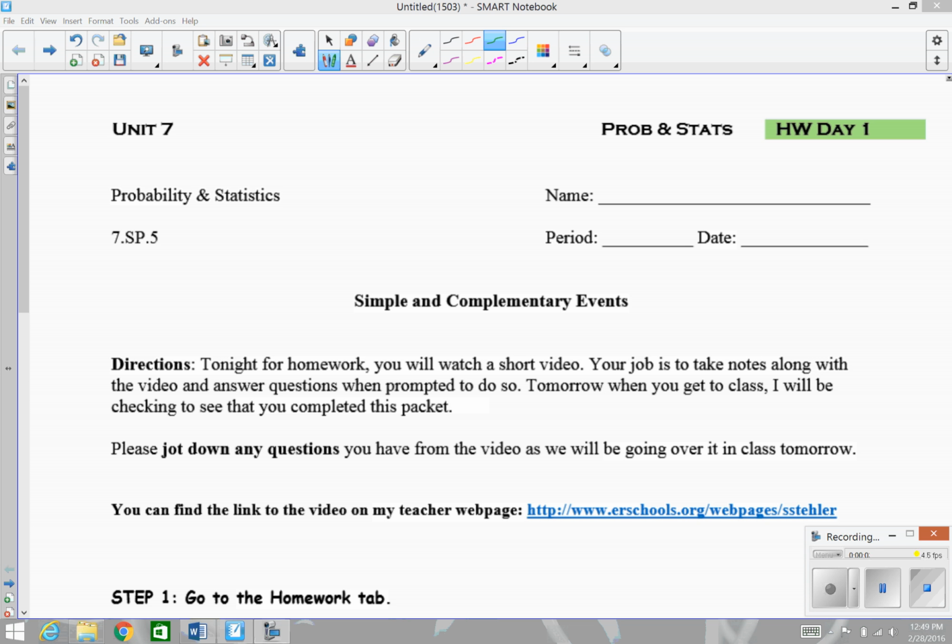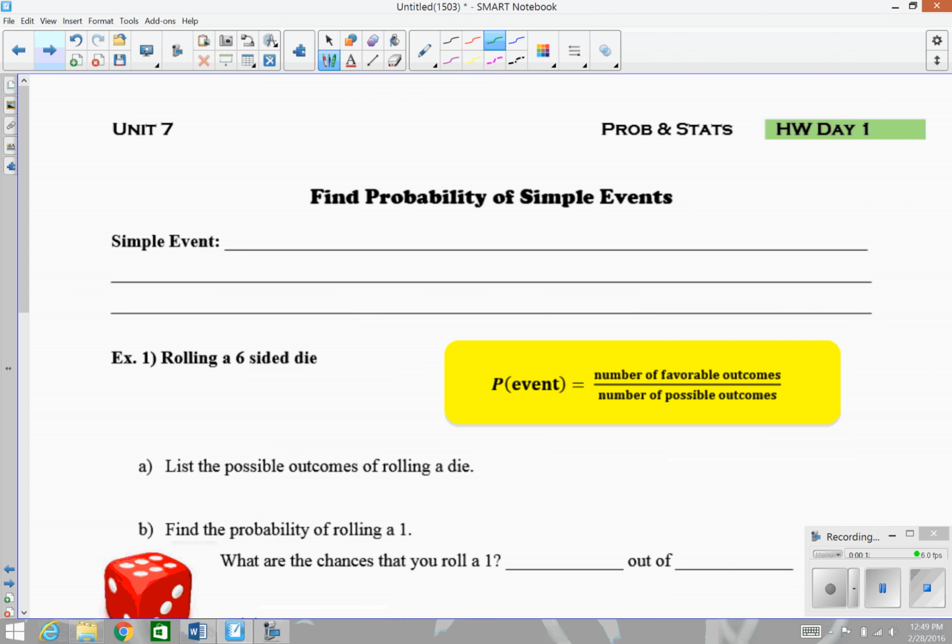Hi everyone! Tonight we're going to learn about simple and complementary events. This is really the start of probability and the fundamental basics to what we need to do for our probability portion of this unit. If you flip to the next page here, we'll get started with our first vocab.